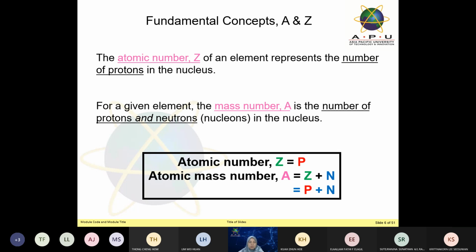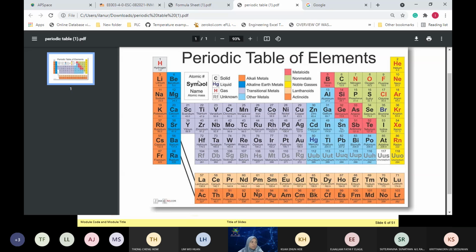So, I will open this. So here you have the symbol. Symbol, we see number one. Number one is hydrogen. H is the symbol. And then under the symbol, you have the name. Name is hydrogen. Under the name, you have 1.0 atomic mass.